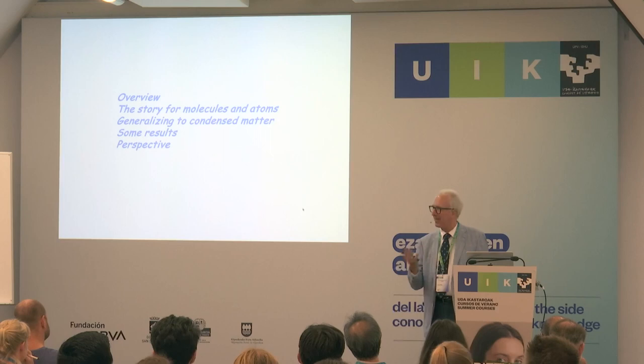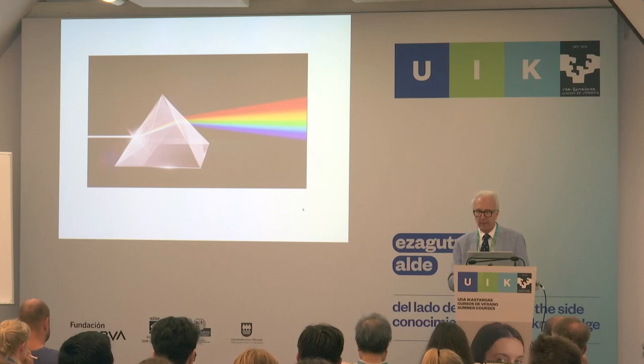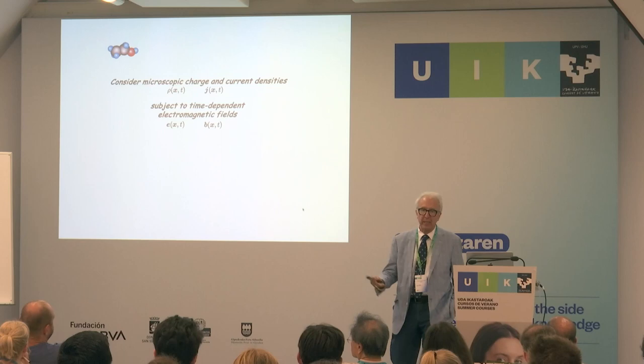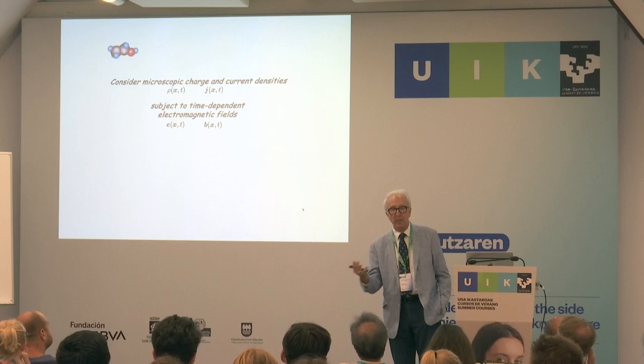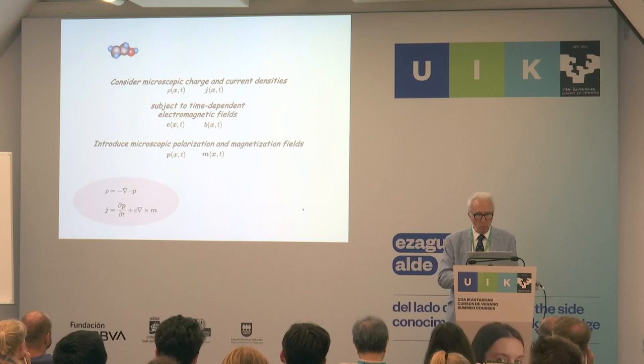I'm interested in optical properties, okay? So not DC properties, but optical properties that we're looking at. And suppose I want to do that for a molecule. Suppose I have a molecule and I send in some electromagnetic field, there's going to be microscopic charge and current densities that get induced in the molecule. There'll be some there to start with, of course, but then we'll induce some, subject to time-dependent electromagnetic fields. Then what one can do is introduce microscopic polarization and magnetization fields.